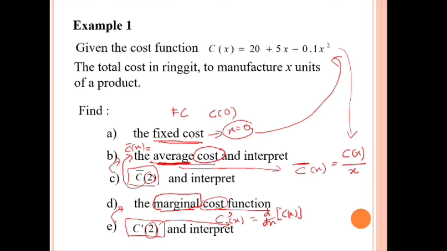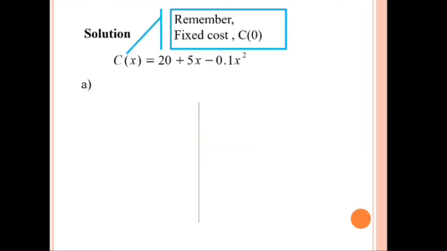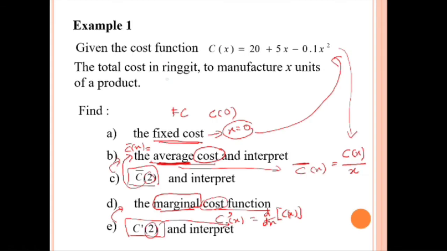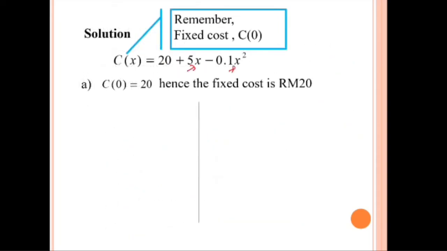Now let us solve it. For question A, we want to find the fixed cost. Just substitute 0 into x. When you substitute 0 into x, the only thing left is 20. Hence the fixed cost is 20 ringgit. In the question, it's given that the total cost is in ringgit, so we have to write our final answer with RM in front of that 20. If not, then you are wrong.